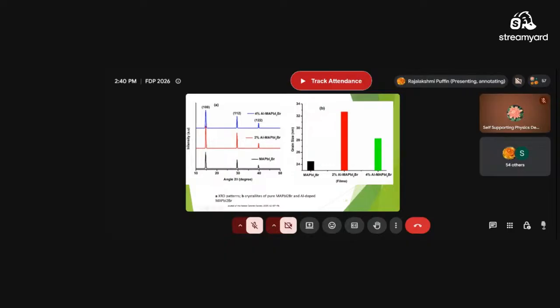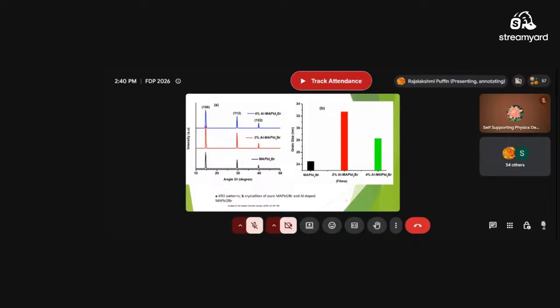Here we see the pure one, that is methylammonium lead iodide bromide. By adding aluminum at 2% and 4%, we can see how the XRD pattern is shifted. While doping 4% aluminum, we have good growth in the 111 phase compared to 112. Compared to the pure one, we have enhanced the crystallinity of the material. Also, on the Y-axis we can see the intensity is very sharp, and we have confirmed this.